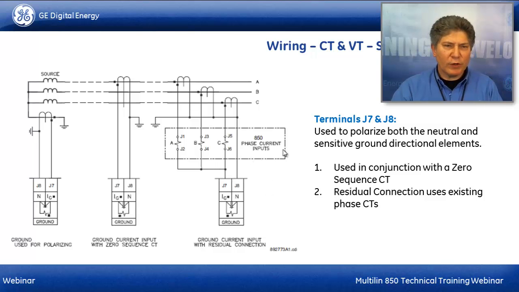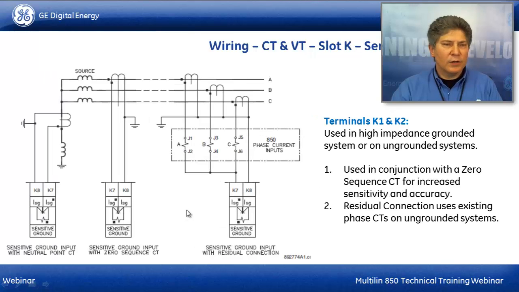From the grounding point of view, we have terminals J, which is our standard ground. We can either use our zero sequence CT, where we're measuring ground, or we can calculate the ground as a neutral by using a residual connection, basically summing the three-phase CTs together to measure the neutral current. We also have a sensitive ground version of the same thing, used in high impedance grounding systems.